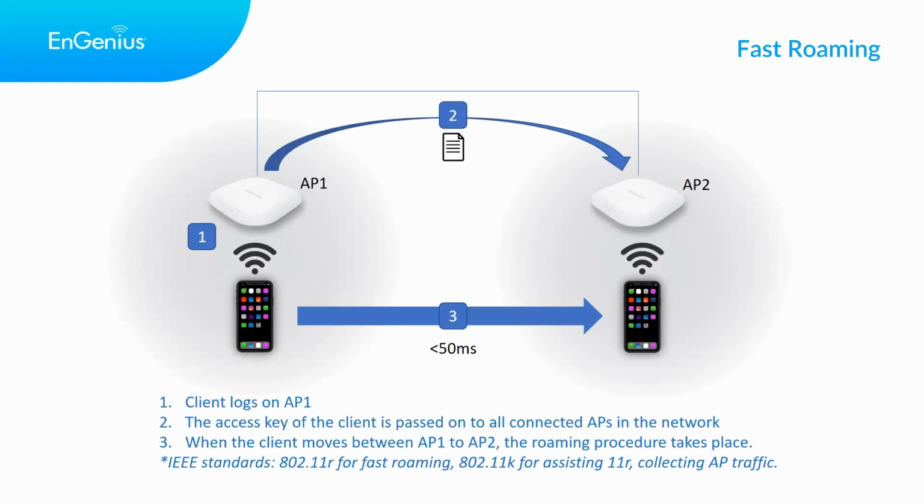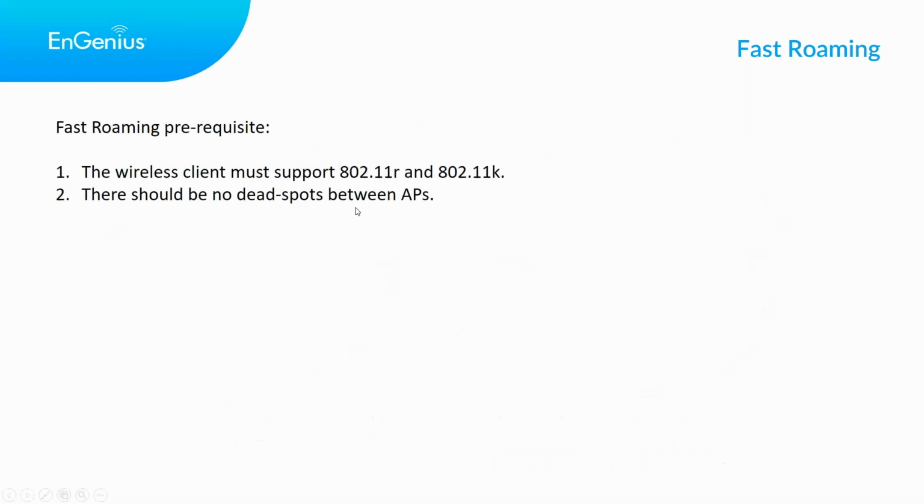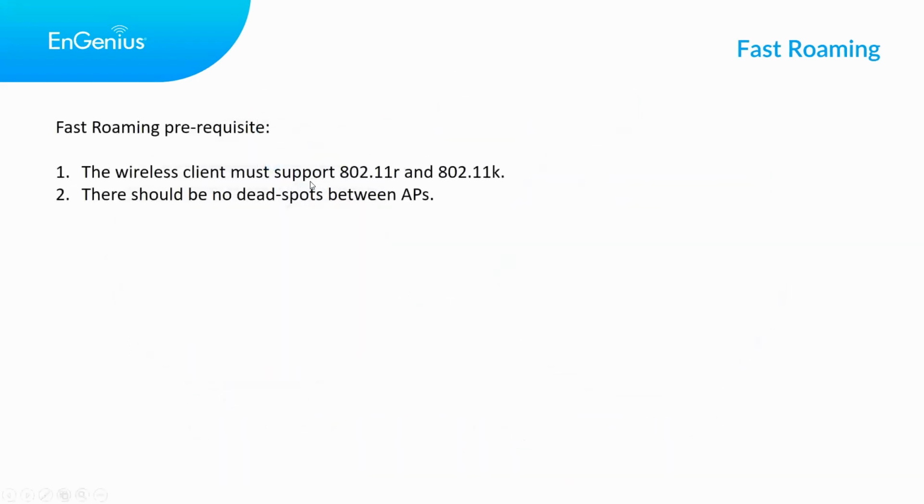So basically, if you want to test fast roaming, there are a couple of requirements apart from the device supporting 802.11r and k. Another one is that there should be no dead spots in between. Meaning between your access points, let's say AP1 and 2, there should be no dead spot here. Because if you're trying to roam between APs, your AP should be able to communicate to the other side. The client should be able to see both APs. If there is a dead spot, basically that will drop your connection. There would be no seamless transfer anymore. So that's the other requirement in order to do fast roaming.